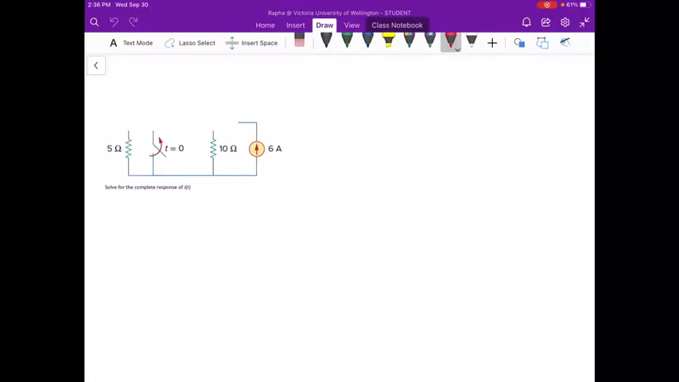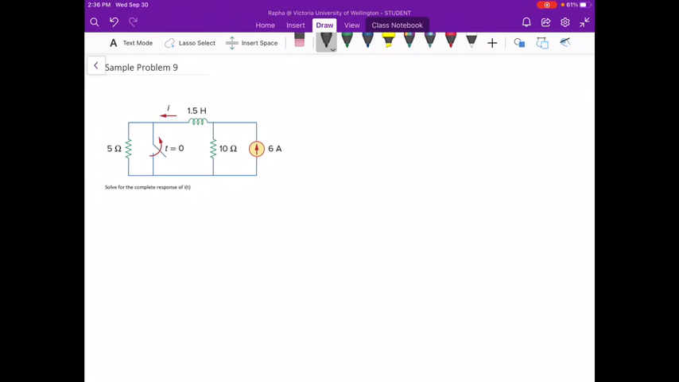So at this juncture, let us solve a sample problem. Now in this given problem, we aim to solve for the complete response of a current as a function of time, or i(t). So there are two moments in this switching sequence.